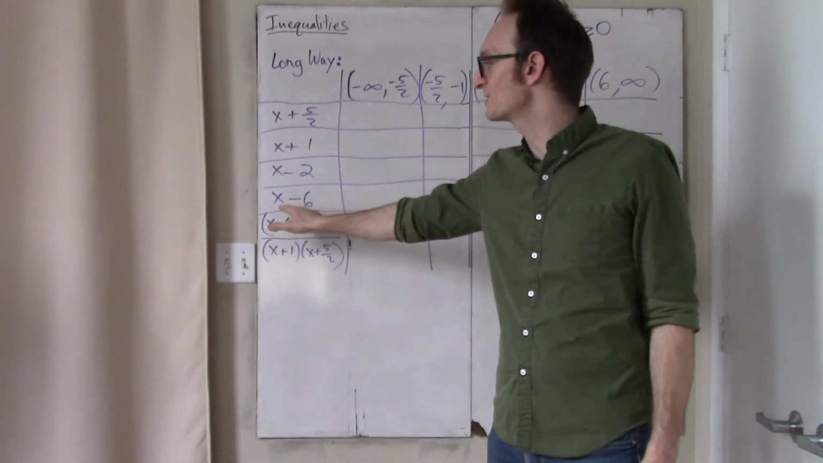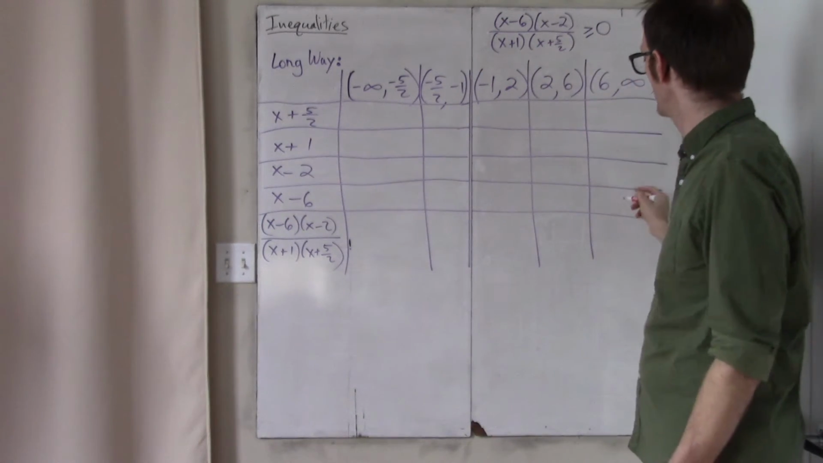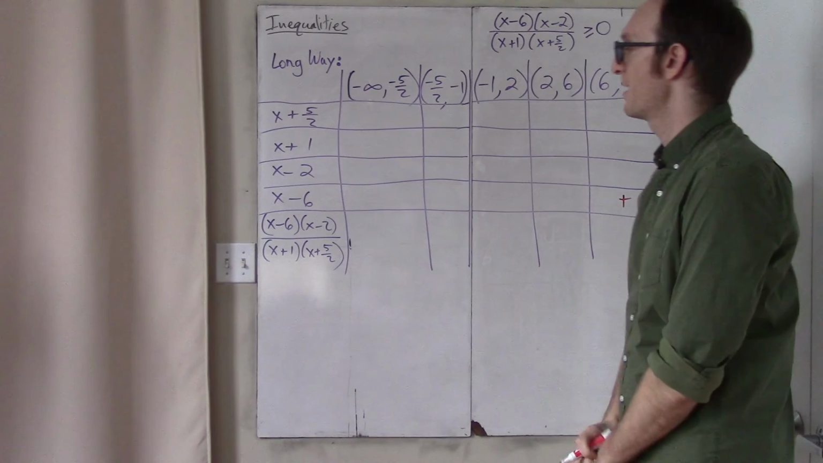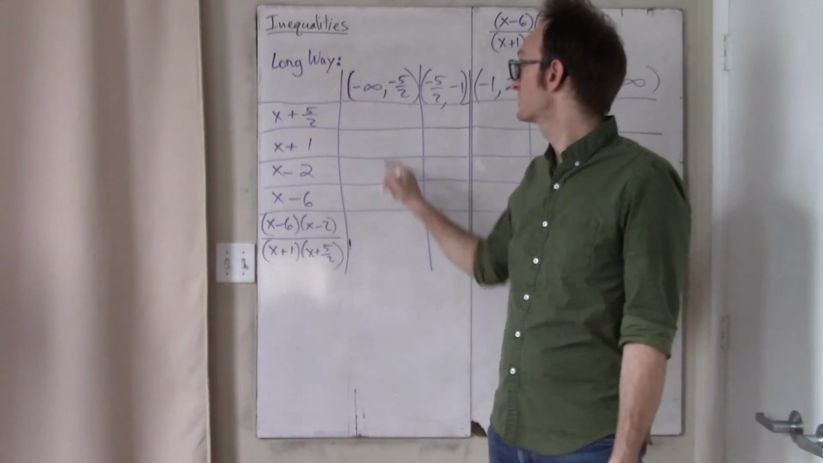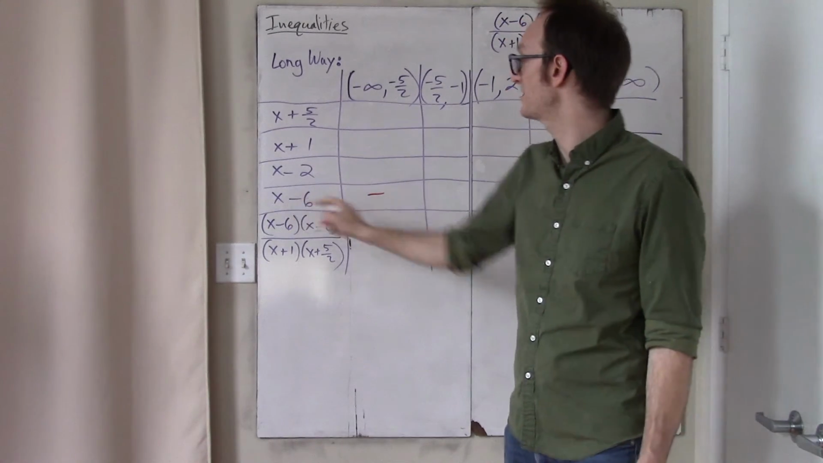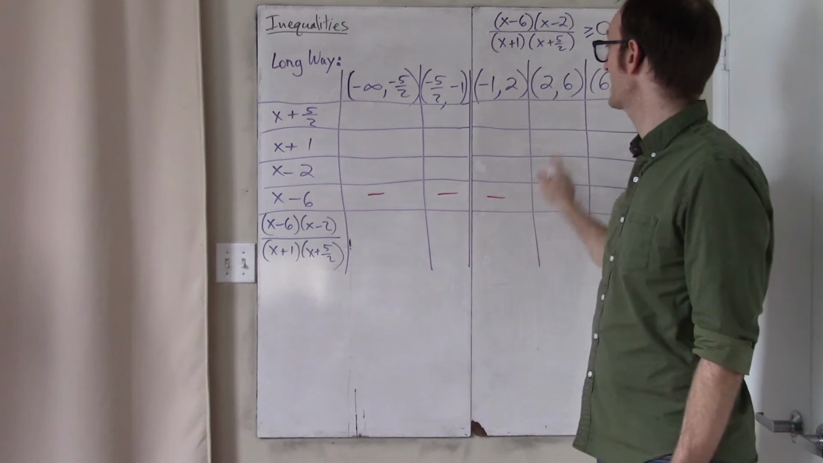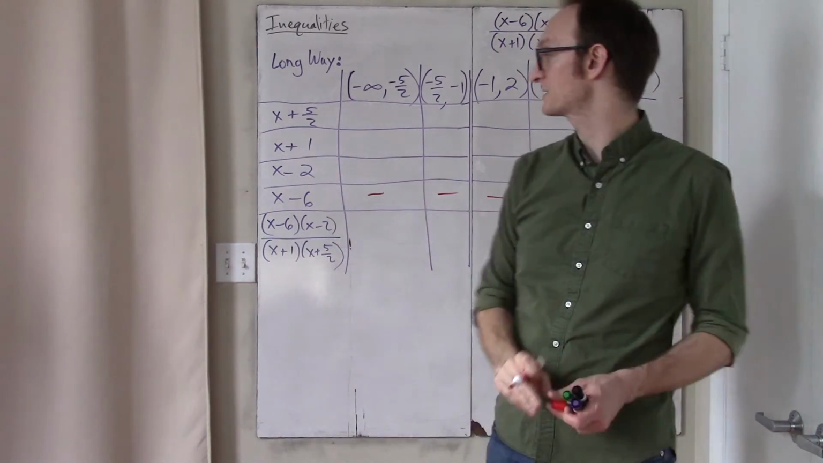Okay, well, when is x minus 6 positive and when is it negative? Well, if x is bigger than 6, it'll be positive. So for numbers from 6 to infinity, it's going to be positive, of course. But anything less than 6 and x minus 6 is going to be negative. So if x is negative, it's certainly going to be negative. And even if x is between 2 and 6, it's going to be negative. This doesn't start becoming positive until we get to 6.